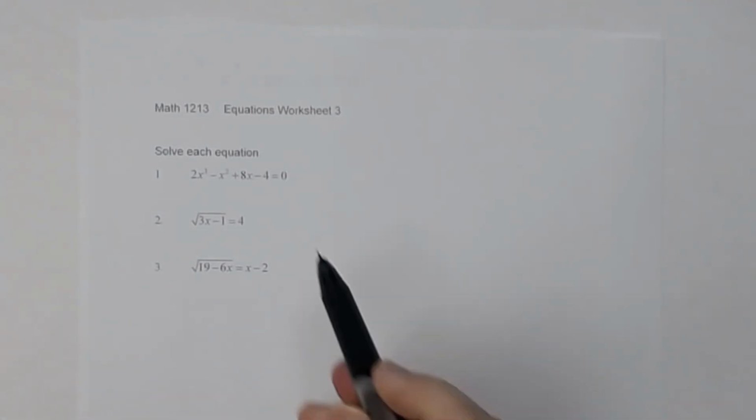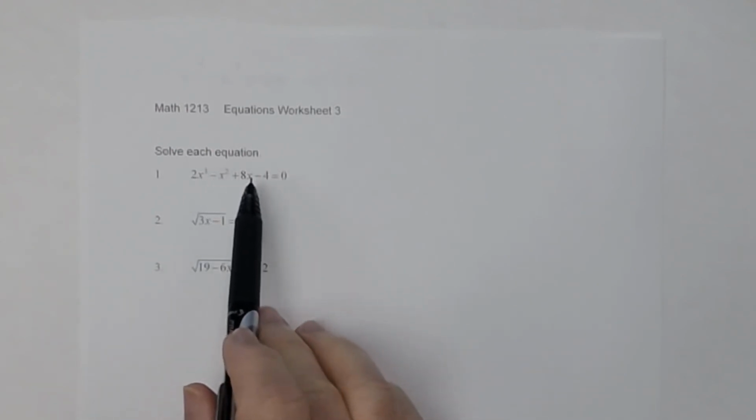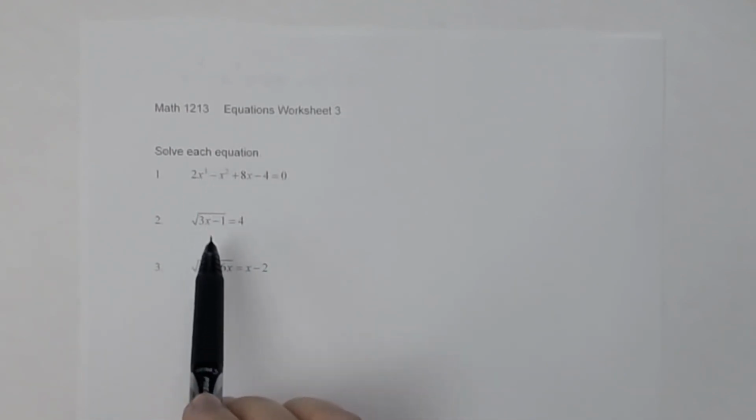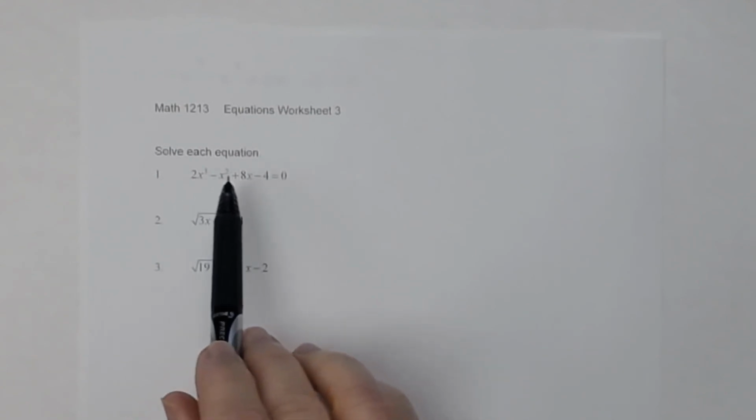All right, so these are the solutions to the three equations that's on worksheet number 3. Notice that equation 1 is a cubic equation, so it's a polynomial equation. Equations 2 and 3 are square root equations, and so we're going to solve these differently than we solve number 1.